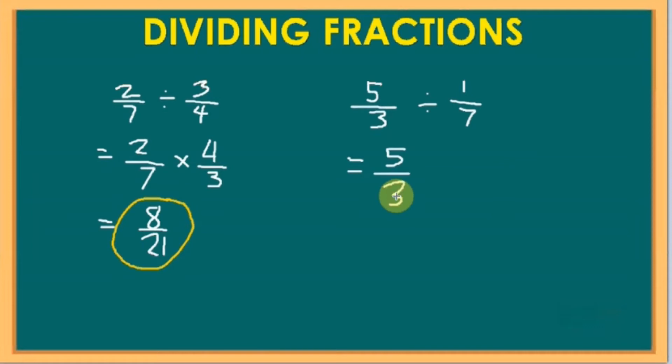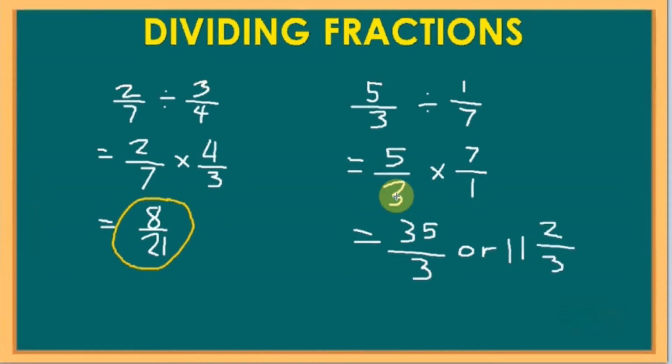So copy 5/3. Divide becomes times, or the division sign becomes the multiplication sign. 1 over 7 becomes 7 over 1 because that is its reciprocal. So 5 times 7 is 35. 3 times 1 is 3. So 35/3, or 11 and 2/3.